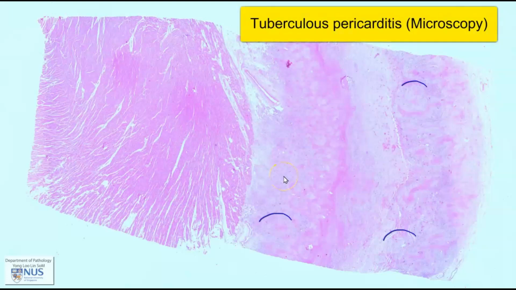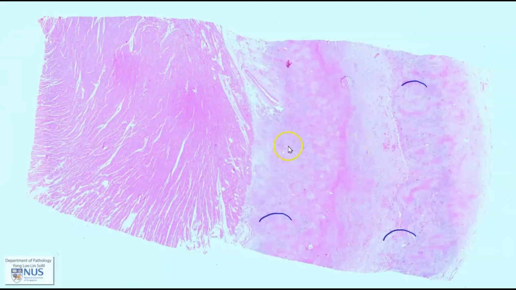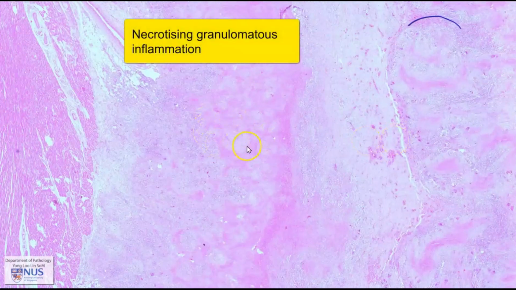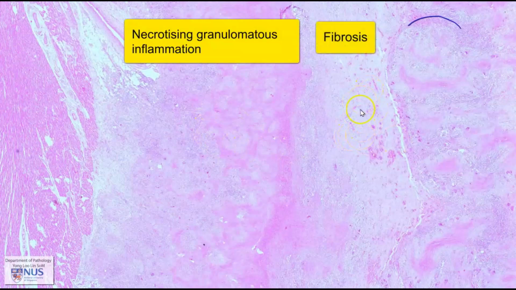Hello, this is a virtual microscopy slide of a case of tuberculous pericarditis. What we are looking at here is the outer half of the myocardium, and this is the very abnormal pericardium. The pericardial cavity has been obliterated by this very thick area comprising necrotizing granulomatous inflammation and fibrosis.